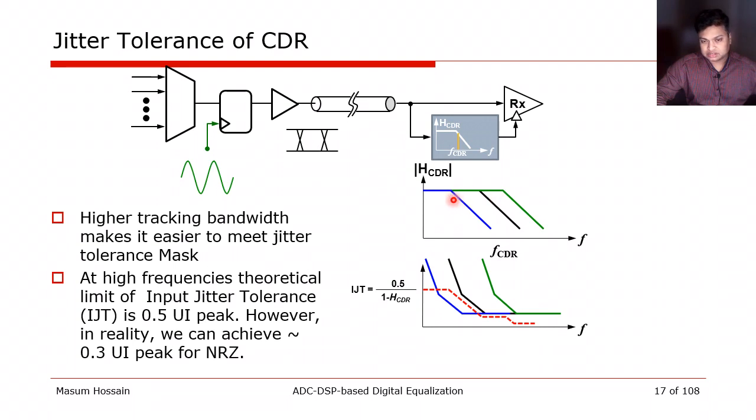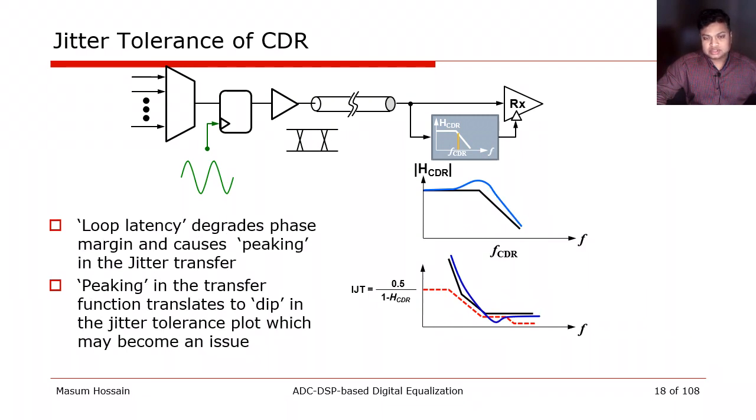In fact, it seems like increasing the tracking bandwidth is a simple way of improving jitter tolerance. But this should be considered with latency. In the presence of latency, trying to increase the tracking bandwidth will cause peaking. Because my recovered clock has more jitter than the input data stream, we will see a dip in the jitter tolerance plot that will violate the mask. Therefore, latency must be carefully controlled for the target bandwidth to avoid such a scenario.